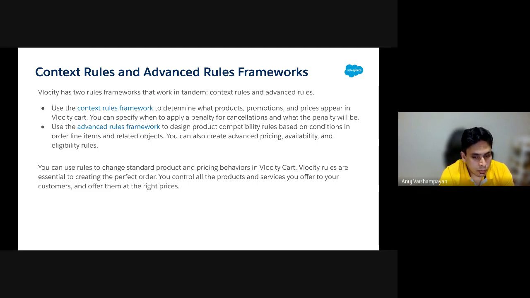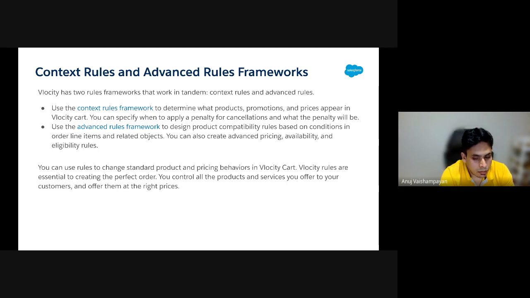you should use them to define the product compatibility rules based on conditions in order line items and related objects. You can also create advanced pricing, availability, and eligibility rules. But for availability and eligibility, we recommend to go via contextual framework because those are lighter. And for compatibility rules, our recommendation is to use advanced. You can use rules to change standard product and pricing behavior in Velocity cart. Velocity rules are essential to create the perfect order.